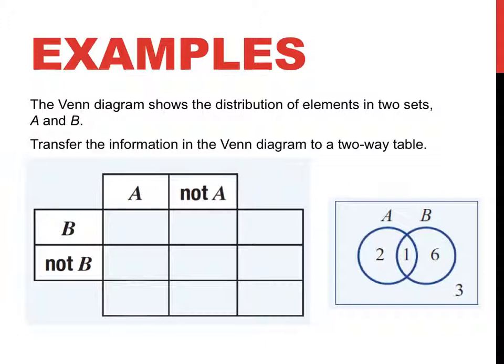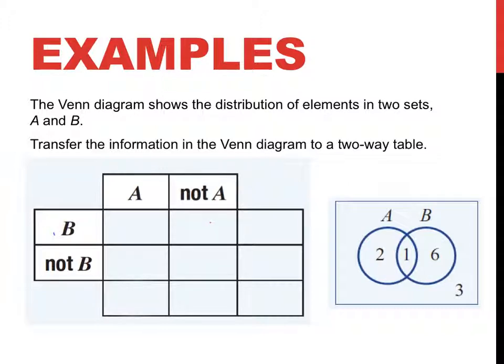Okay, so how many people picked A and B? So this first one here is for people who picked B and A. Okay, so that's how I've drawn up my table. This column here is for not A but B. This one here is for not B and A, and this one here is for neither, okay? So that's how we draw up a table.